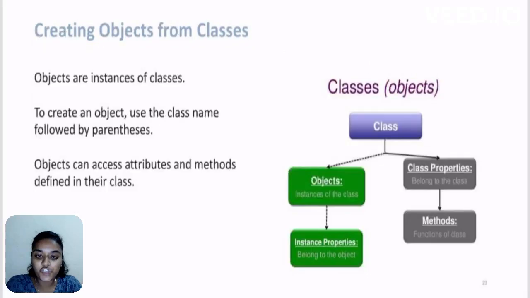Next is creating objects from classes. Objects are instances of classes. To create an object, use the class name followed by parentheses. Objects can access attributes and methods defined in their classes.